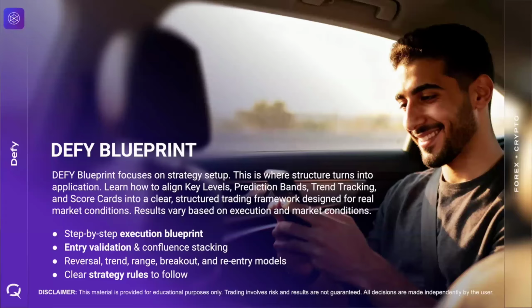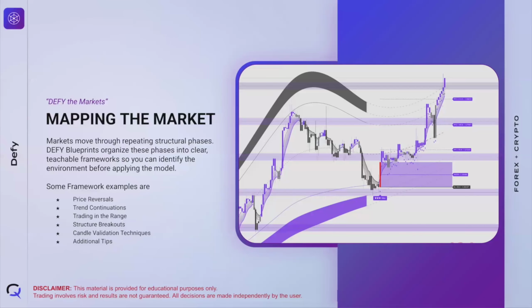Now, you have to remember that results are always going to vary based on execution, market experience, market conditions, and so many other factors. But as we go through this training, you're going to get step-by-step execution blueprints, entry validation and confluence stacking tips, reversal, trend, range, and breakout and reentry models, and then obviously clear strategy rules to follow. So let's jump into it and talk about mapping the market.